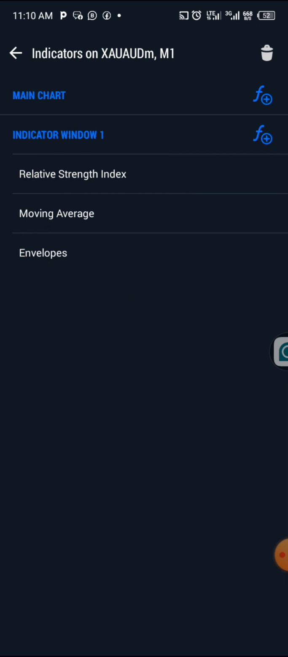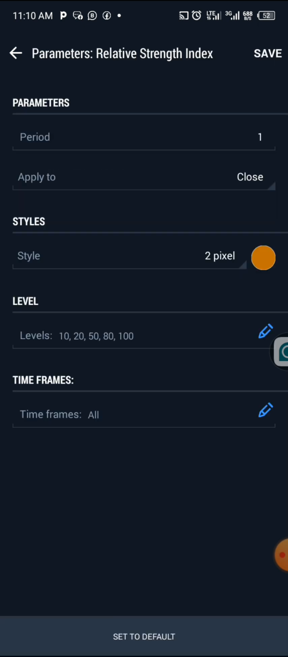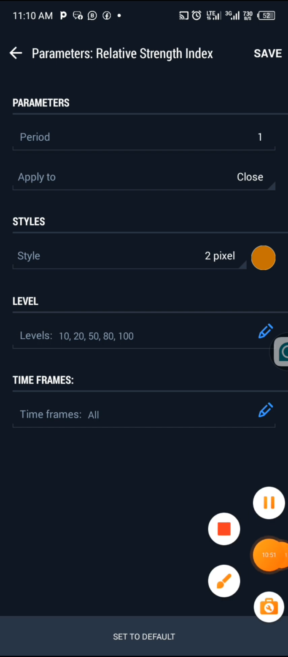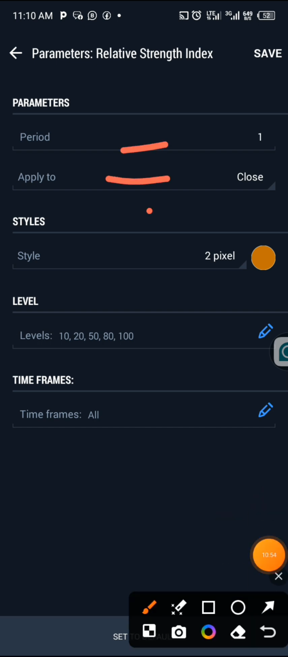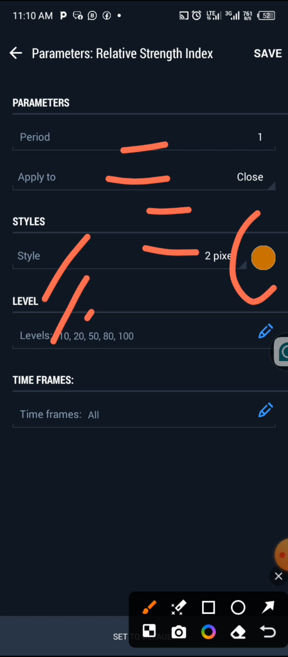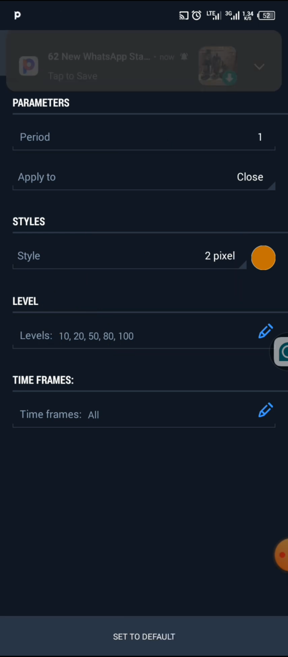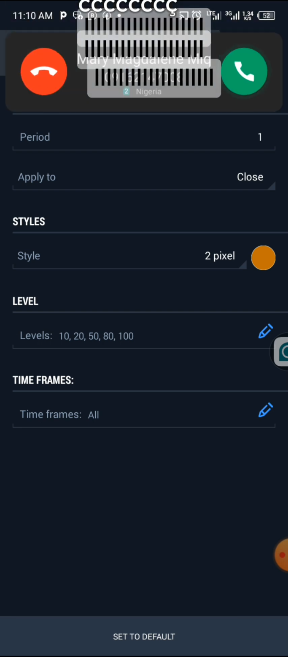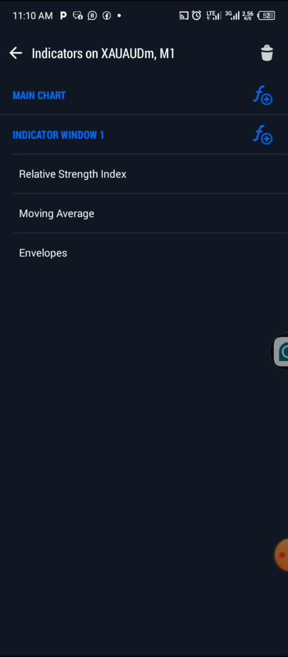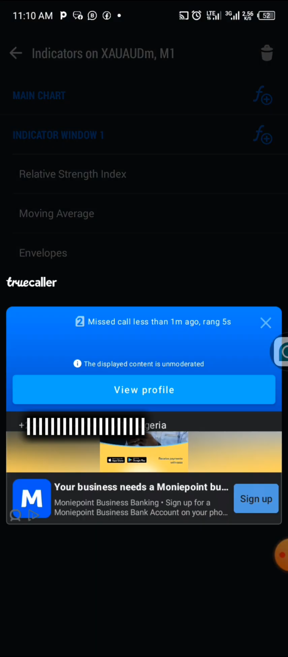So how do you set up these indicators? First, you look for the relative strength index. This is going to be your parameter: the period is 1, apply to close, style is 2 pixel, color brown. In your levels, use 10, 20, 50, 80, and 100. These are the 5 levels you're going to be using on your chart. Once you have all of this figured out, you click on save.